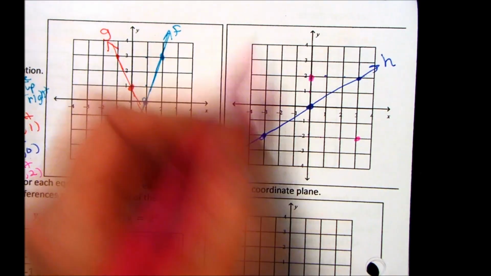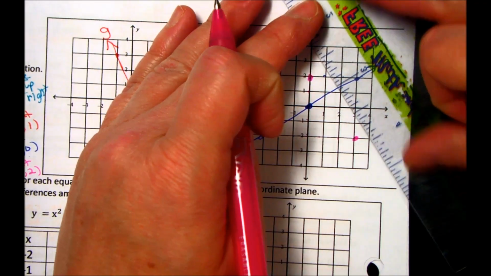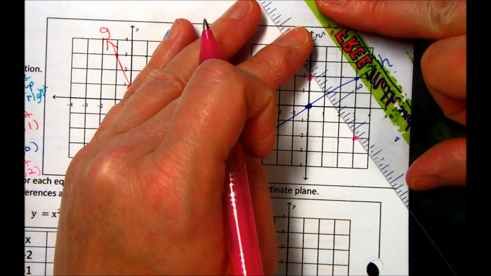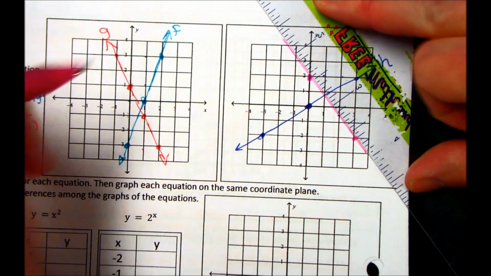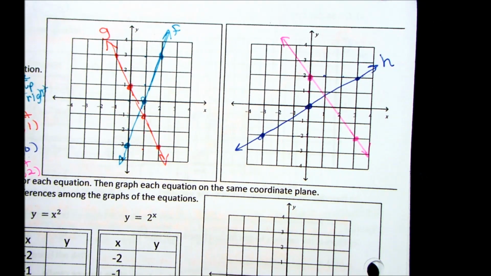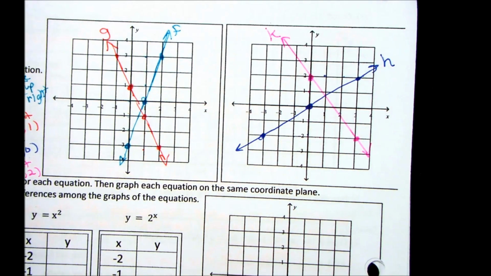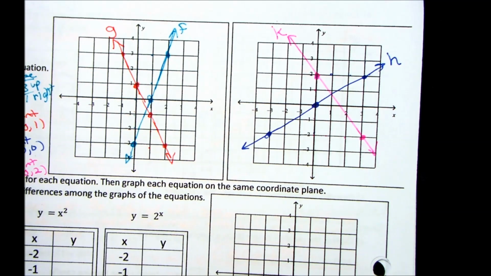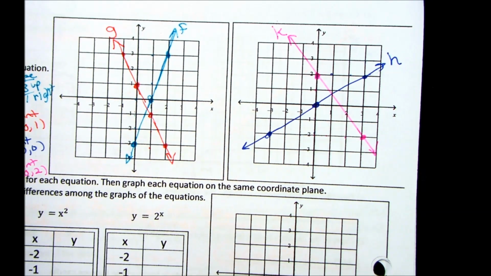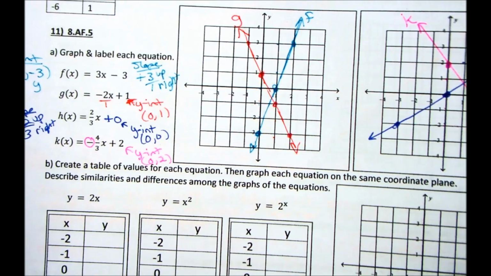And I can't really graph more than those 2 points, so to make it a little bit more accurate, I'm going to get my ruler out to make a nice straight line. And if I was doing this on the computer, like on the ISTEP, the computer would create a nice straight line for you. All right. So there you have it. There's 4 different equations and 4 different lines.